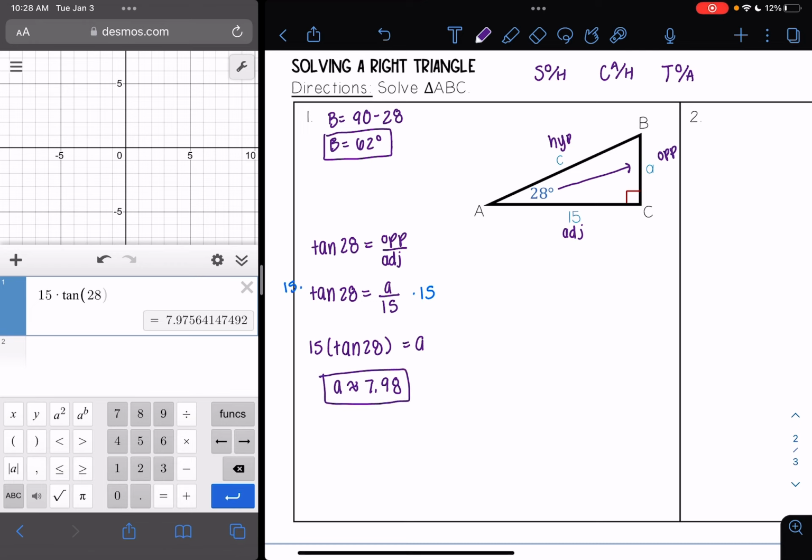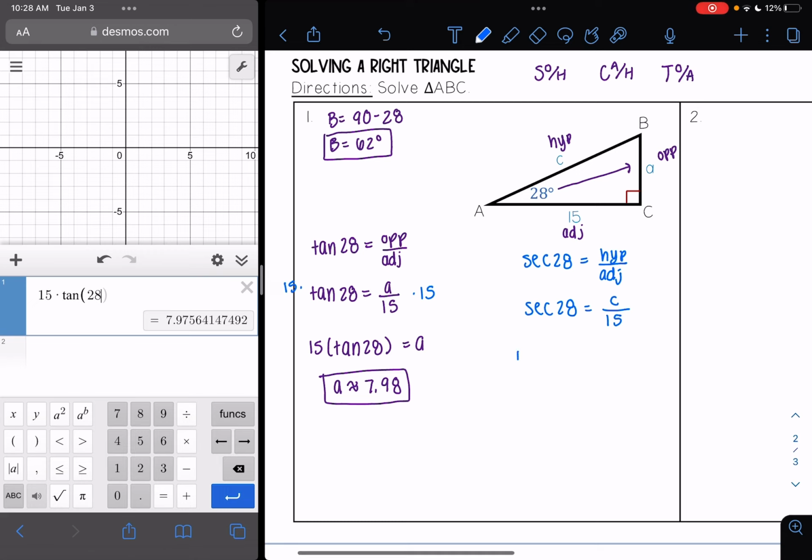So I have A. Now I need to figure out my hypotenuse. So there are a couple of different ways that you could do this. One, if you want the adjacent to still be in the denominator, you can use secant. And I'll show a different way after this. So let's go ahead and do secant. So I have secant of 28 is equal to hypotenuse over adjacent, because remember, we're trying to find our hypotenuse now. So I have secant of 28 is equal to hypotenuse, which is C, over adjacent, which is 15.